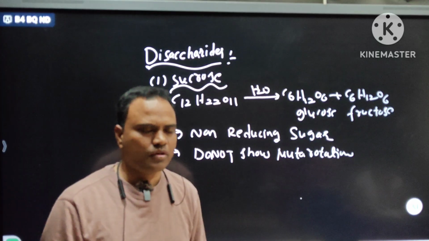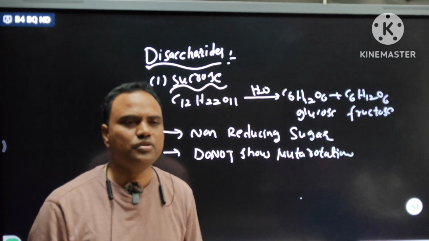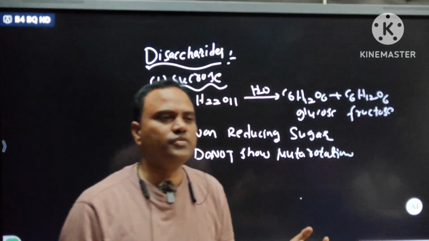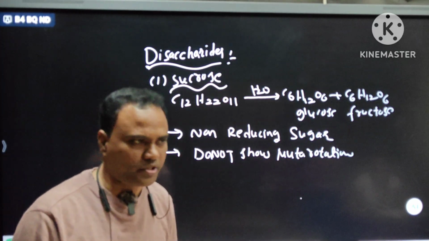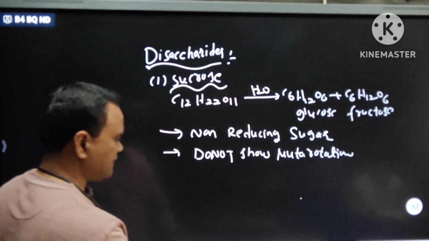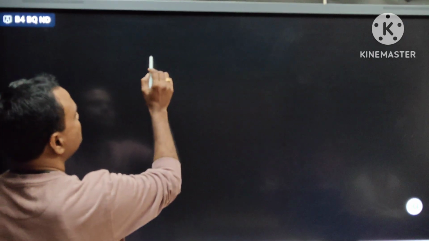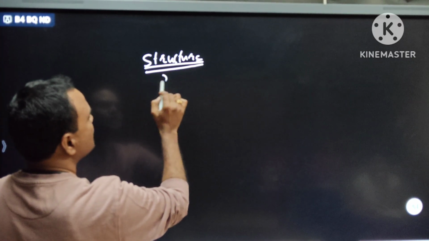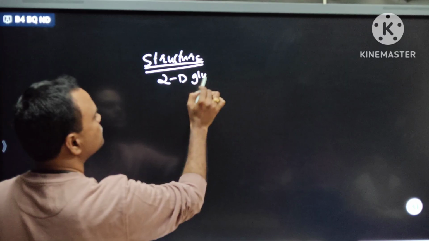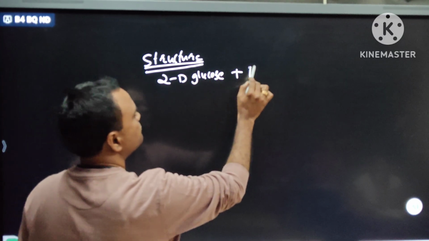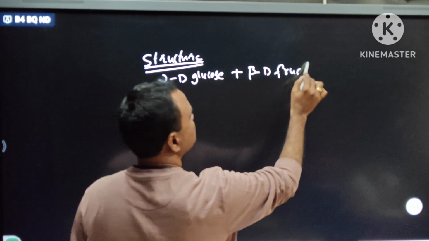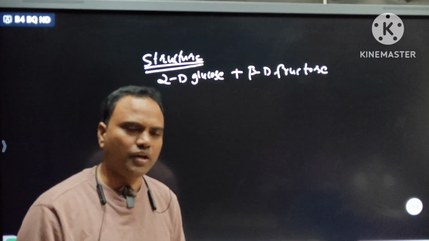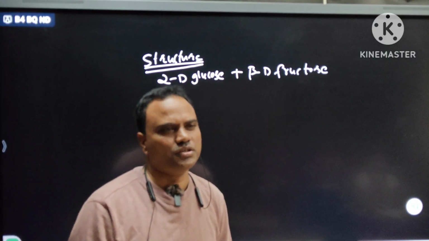Non-reducing sugar. Coming to the structure. Structures are very important. Composition: how is it composed? Glucose and fructose. Which glucose, which fructose? We have alpha forms and beta forms. Clear? Right. Alpha D glucose plus beta D fructose. Alpha D glucose and beta D fructose.